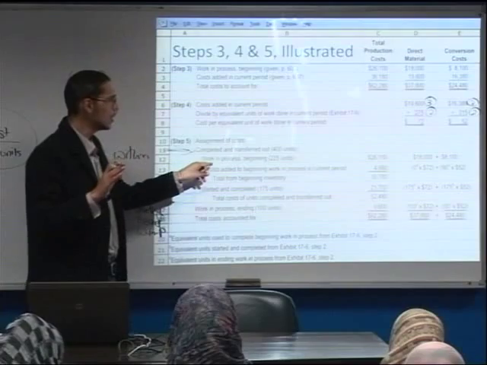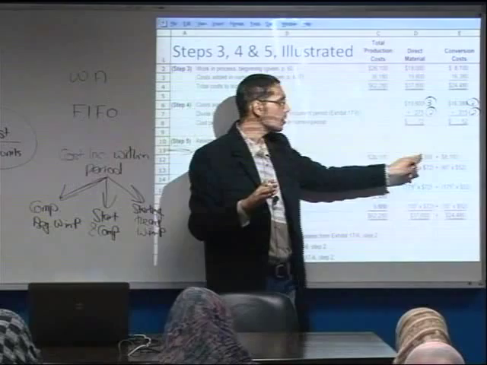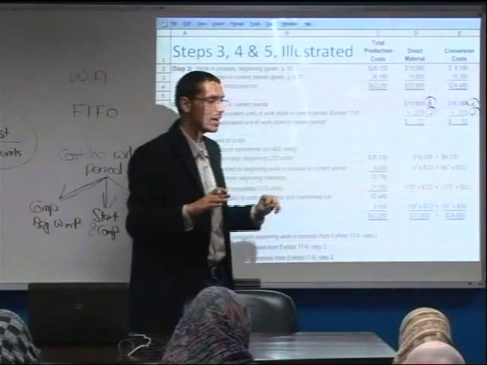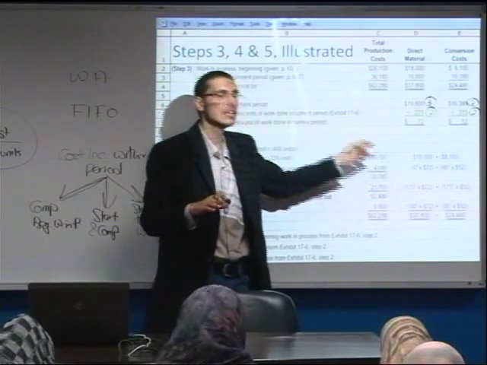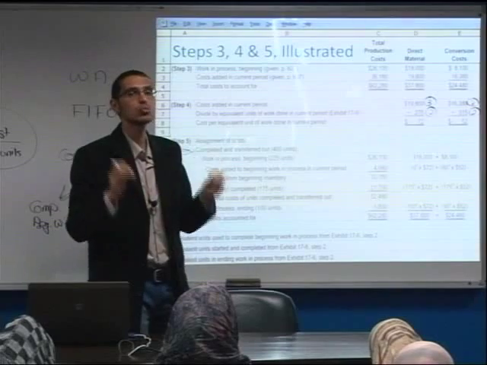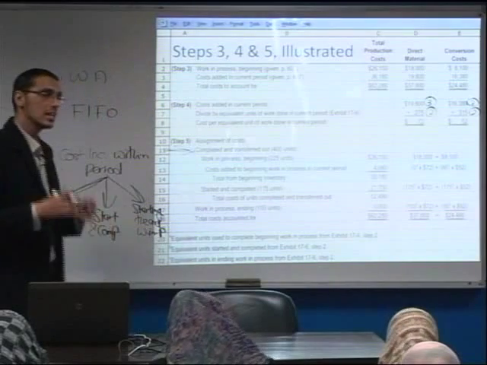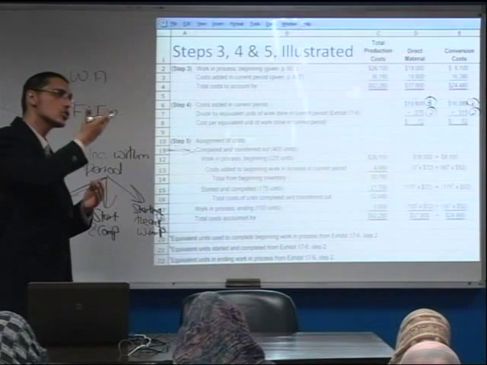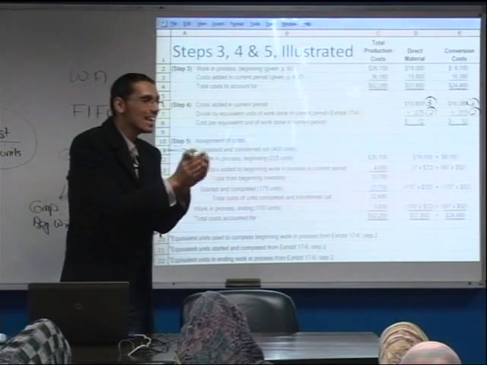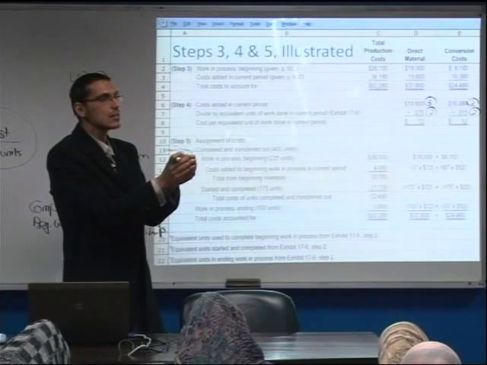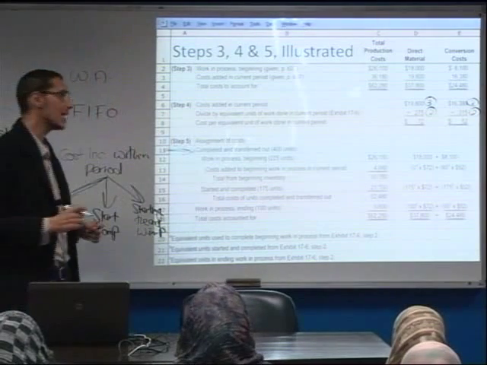Therefore, as we can see here, these are the costs that are incurred within the previous period. The 8,100 and the 18,000, with the total of 26,100, is the total cost that has been incurred within February. Now we are going to assign the costs that are incurred within this period in order to complete the beginning work in process and to transfer this beginning work in process, or incomplete goods, onto completed and transferred out.